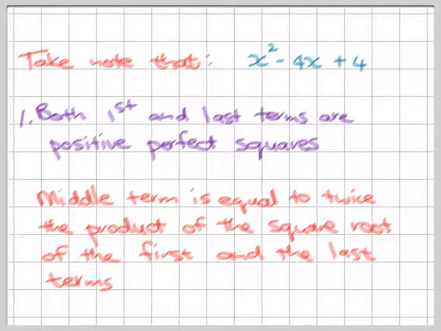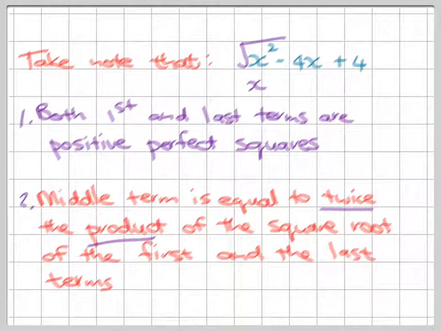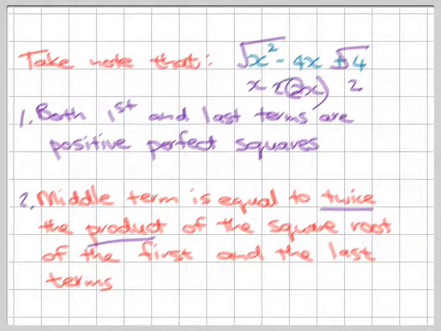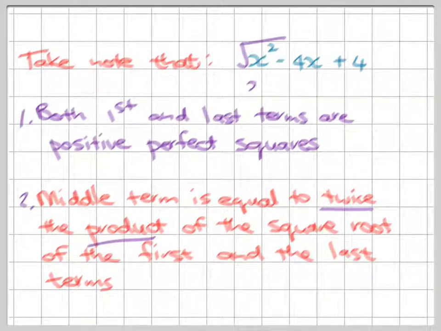Now, step number 2, the middle term, which is this one here, is equal to twice the product of the square root of the first and the last terms. I know that sounds like a mouthful, but it's not so bad. The square root of x squared would be x, and the square root of 4 would be 2, and twice the product of these two. So these two actually come together as 2x. Twice the product of that, 2 times 2x is 4x. So you can see that is actually a perfect square trinomial then. That is how we're going to work them out.